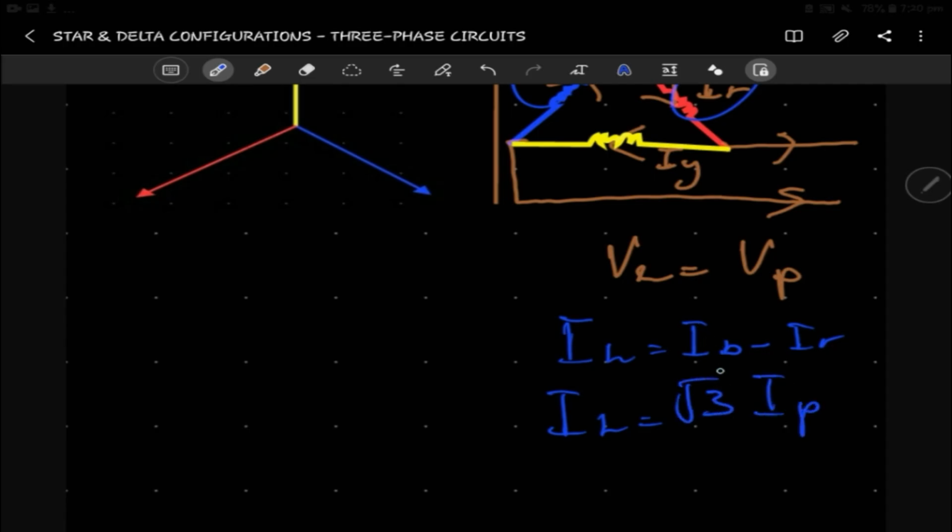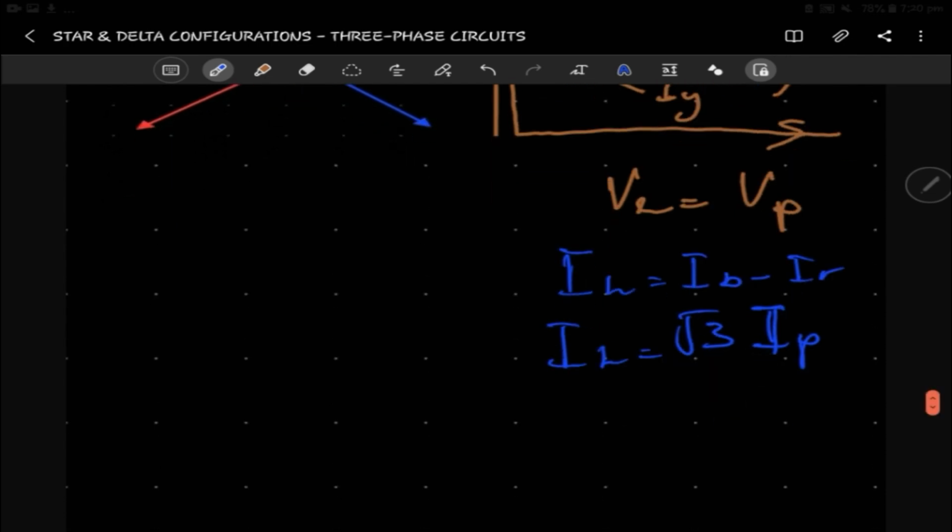Because we already know that their magnitudes are the same, since here we're talking about a balanced system. So if you go through the whole computation, you will see that it is so. You can even use a calculator to check the whole thing.